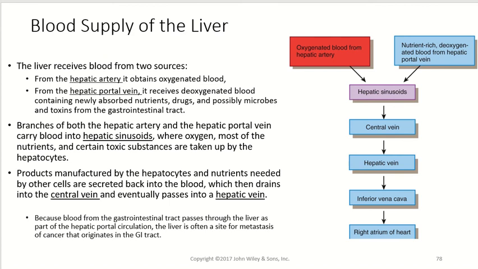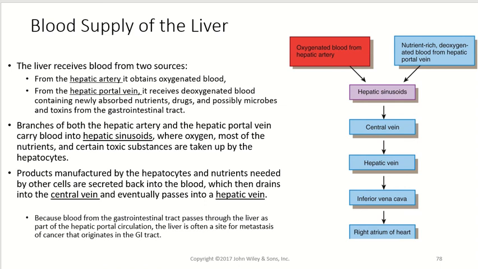Looking then at the blood supply of the liver, this is going to receive blood from two main sources. First is from the hepatic artery, and this is going to contain all of the oxygenated blood. You can see that here. And then from the hepatic portal vein, the liver is going to receive deoxygenated blood. It's going to contain newly absorbed nutrients, as well as any kind of drugs or possible microbes or toxins from the gastrointestinal tract. So we could see that here.